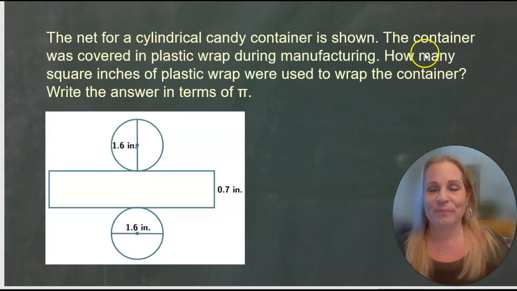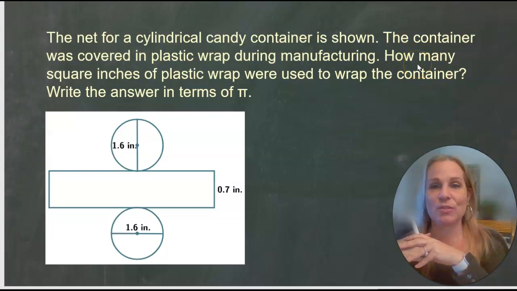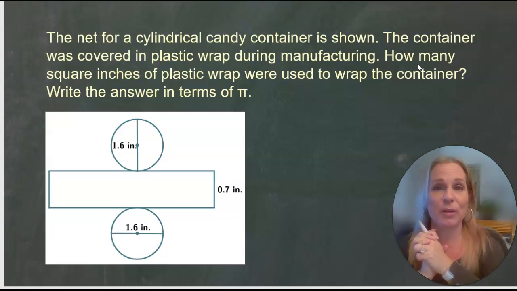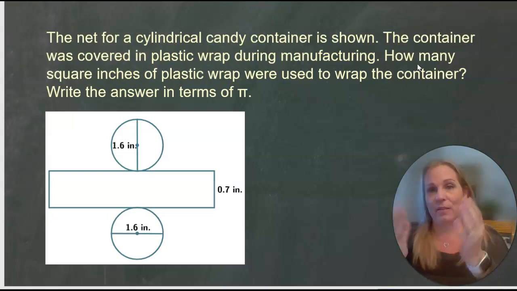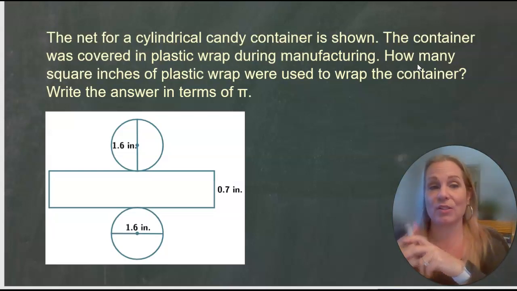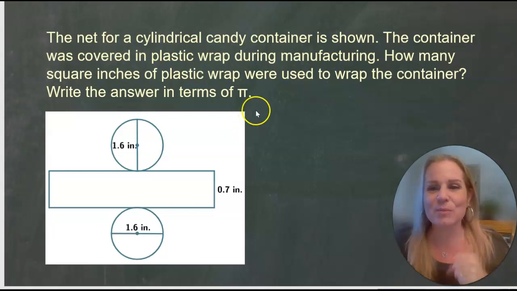All right, we have a cylindrical candy container, and by the way, when they show it like this, all flattened out, that's called a net. And they say the container is covered in plastic wrap. So that's covering all 3 surfaces, the top, the bottom, and the curved rectangle. How many square inches of plastic wrap were used to wrap the container? Write the answer in terms of pi. Yes, another in terms of pi.